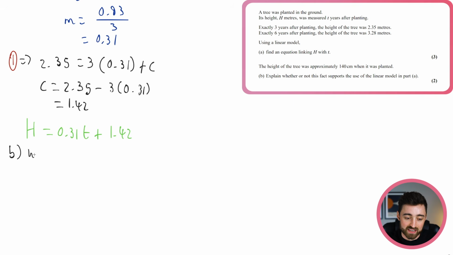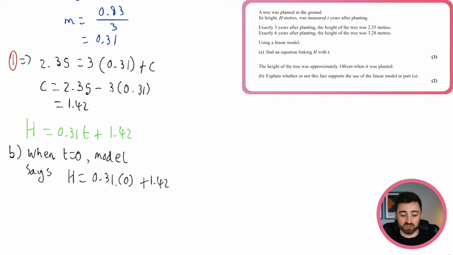So if I say, look, when t equals 0, the model says that h would equal 0.31 times 0 plus 1.42. Well, surely that's 0, right? Meaning I'm just left with 1.42. Now, what is h measured in? It's measured in meters. So the model predicts that the initial height of this tree was 142 centimeters, right?